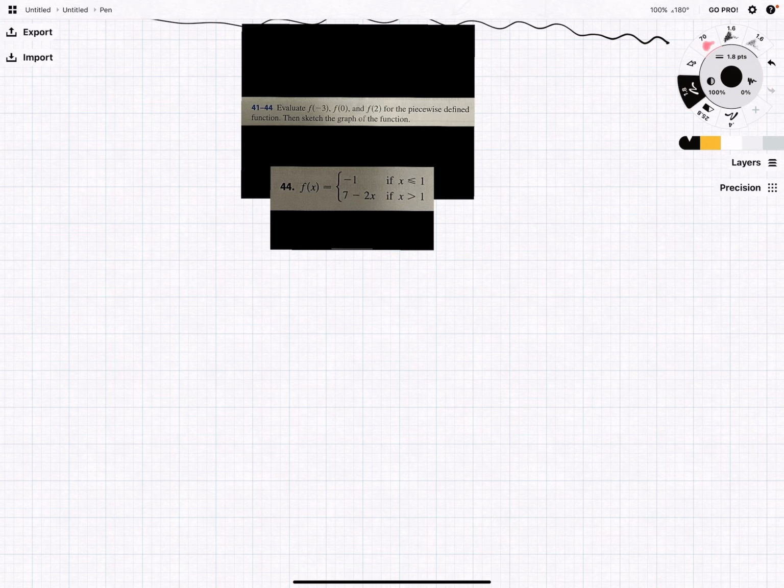This is Stewart Calculus, 8th edition, section 1.1, problem 44. For this set of problems, it says evaluate f of -3, f of 0, and f of 2 for the piecewise defined function. Then sketch the graph of the function. So for 44, we have f of x equals -1 if x is less than or equal to 1, and also f of x equals 7 minus 2x if x is greater than 1.